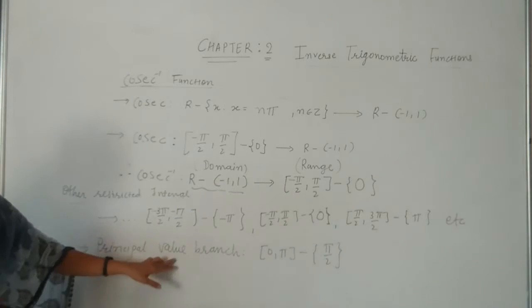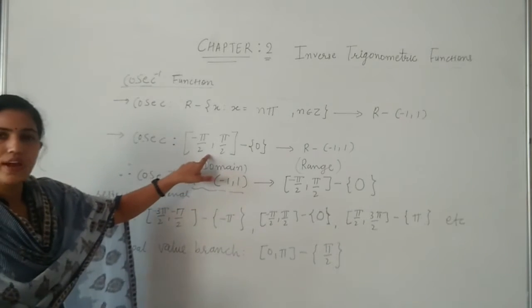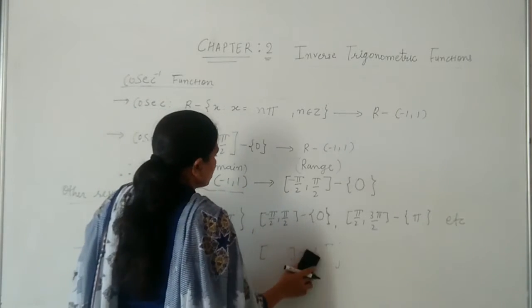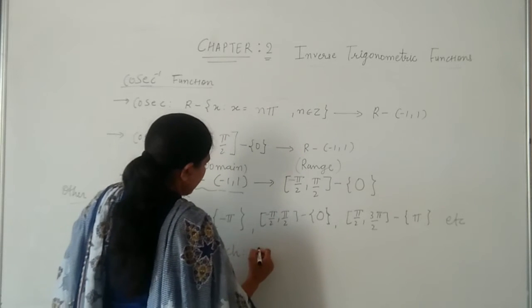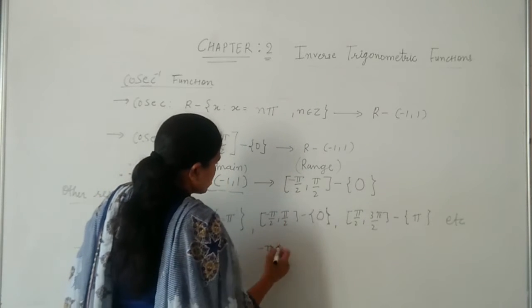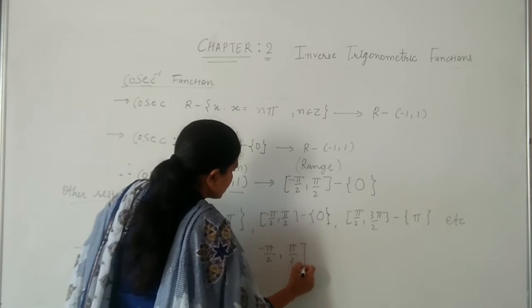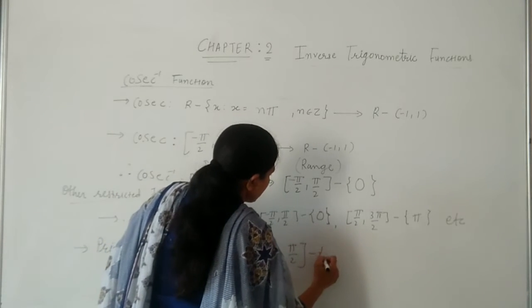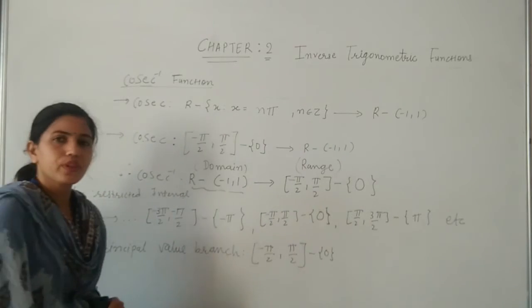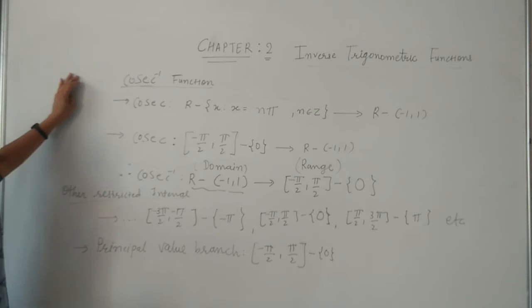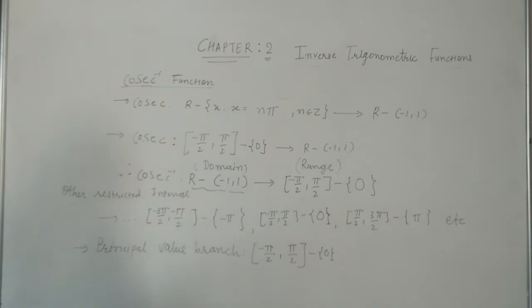But your principal value branch is the branch we have defined in the function first, that is minus pi by 2. Okay, principal value branch is the range minus pi by 2 to plus pi by 2, closed interval, minus single term 0. So this is the principal value branch of the cosec inverse function. I hope now you have understood this function too. This is the cosec inverse function.